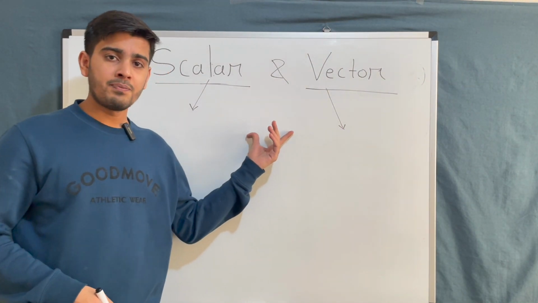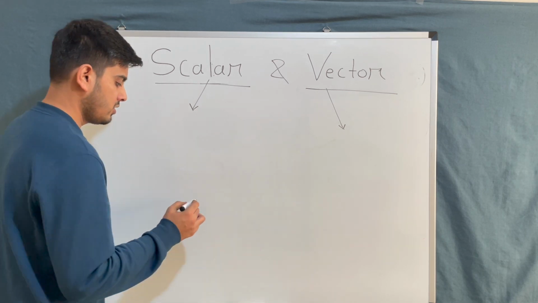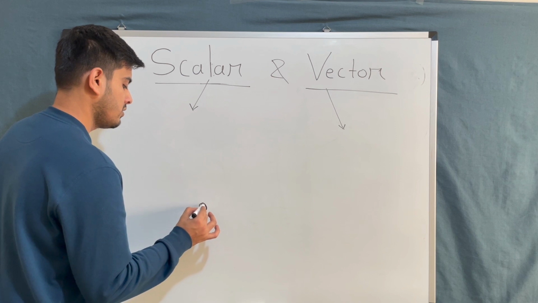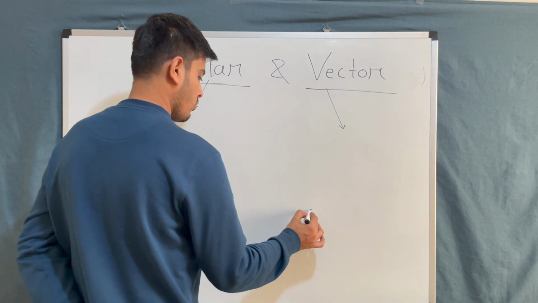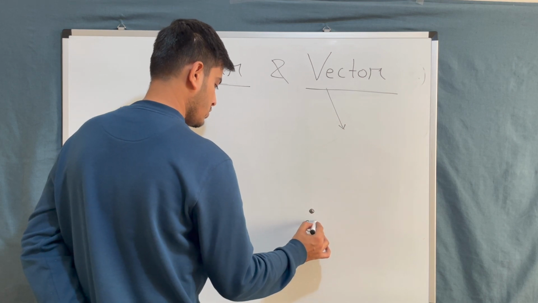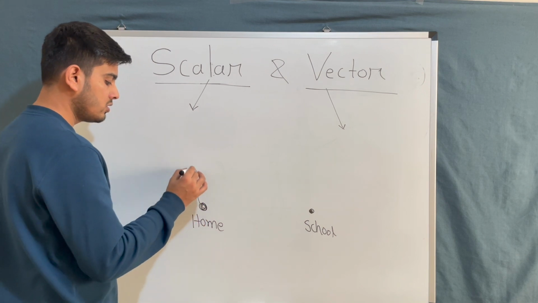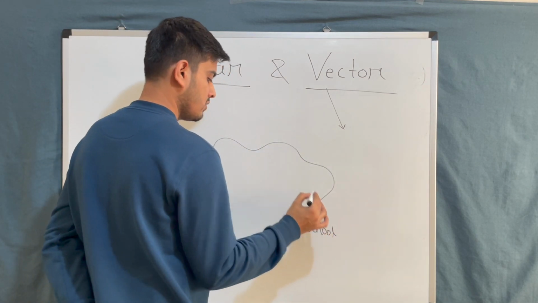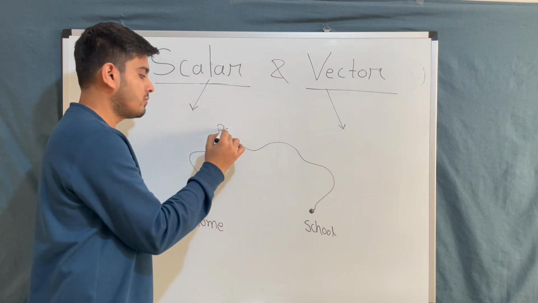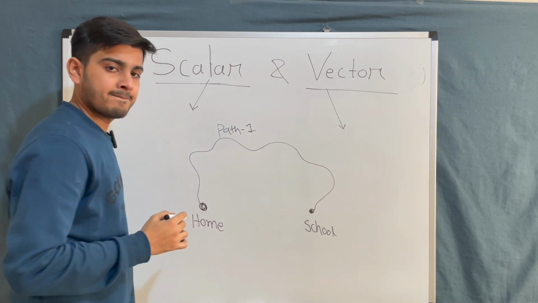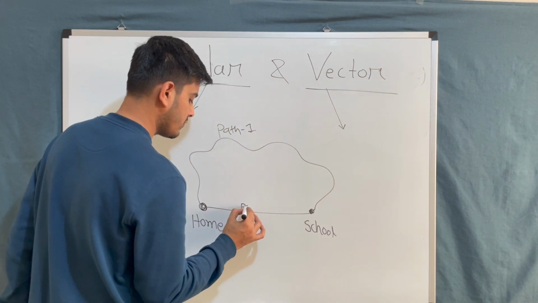Let me take one more example, a very popular example, distance and displacement. So let's say this is our home and over here we have school. There are two paths from home to school. The first one is wavy, it's not the short path, it's a long one, path 1, and path 2 is direct, home to school. This one is our path 2.